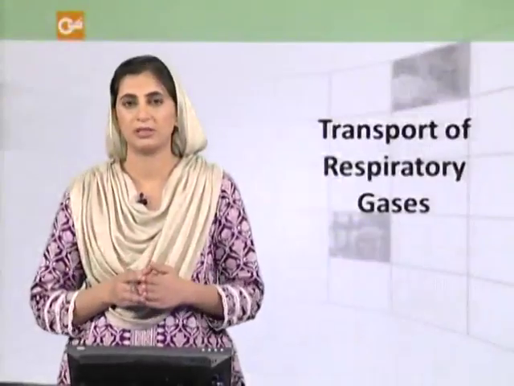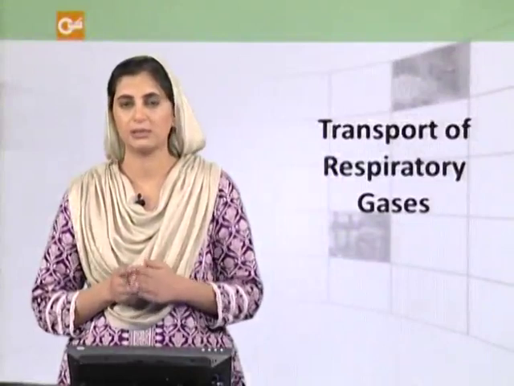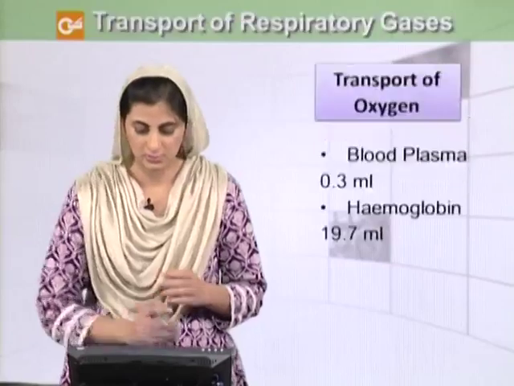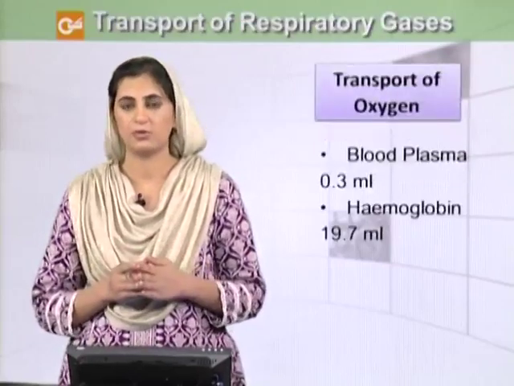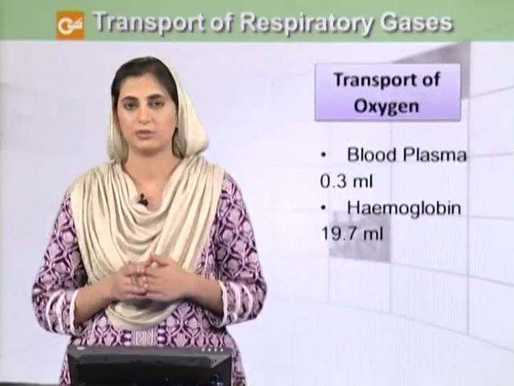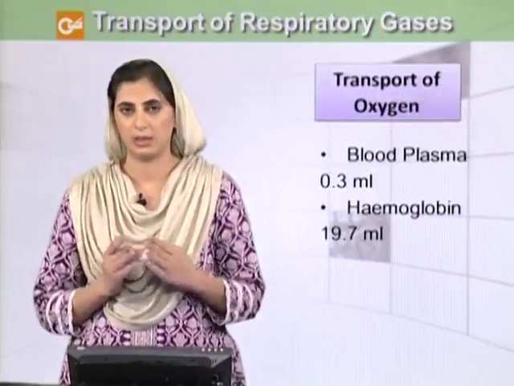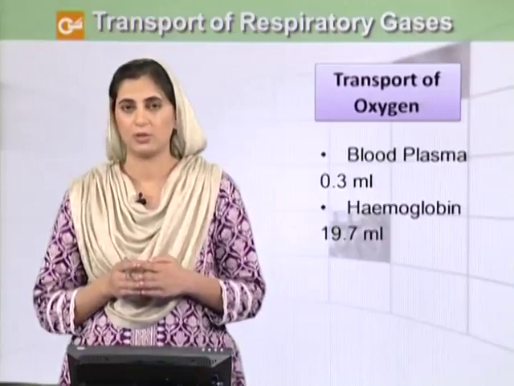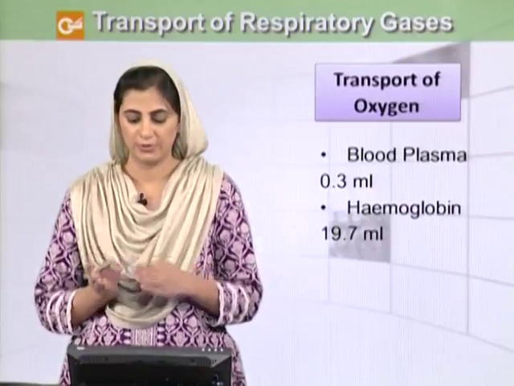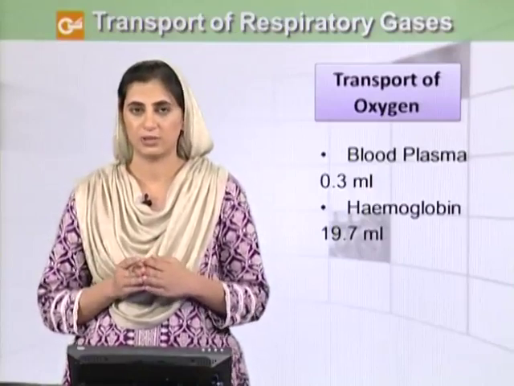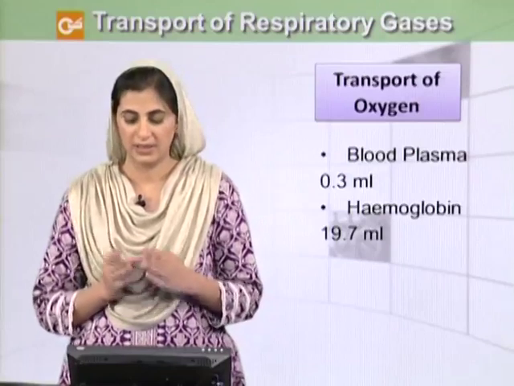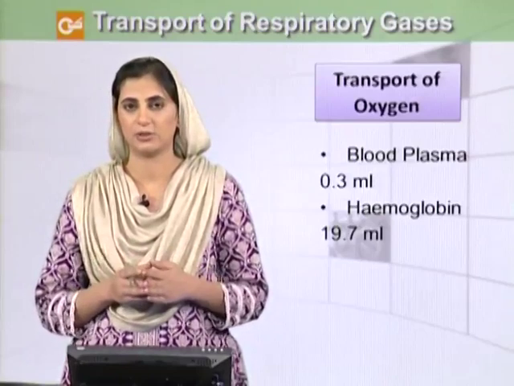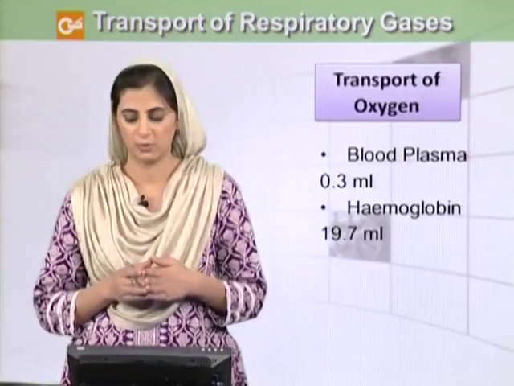In this module, we will study how the respiratory gases, that is oxygen and carbon dioxide, are transported in the blood. So regarding the transport of oxygen, it is transported in two forms: in the form of blood plasma and in the form of hemoglobin. Out of 100 ml of blood, 0.3 ml of oxygen is transported via blood plasma, and 19.7 ml of oxygen is transported while bound to hemoglobin.